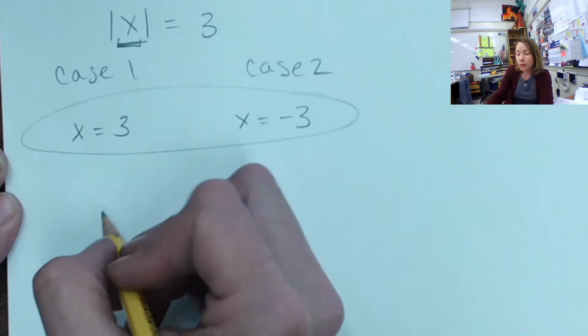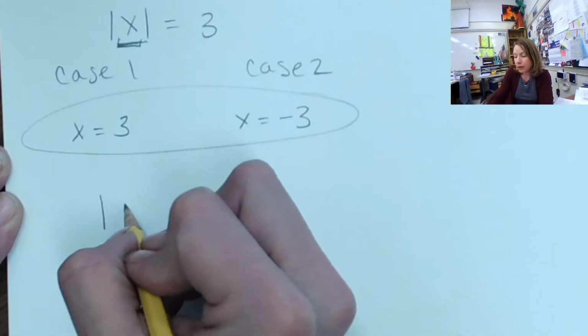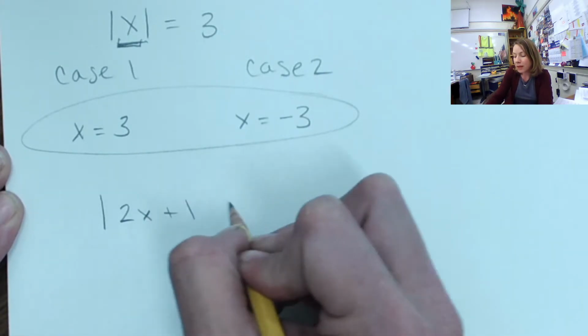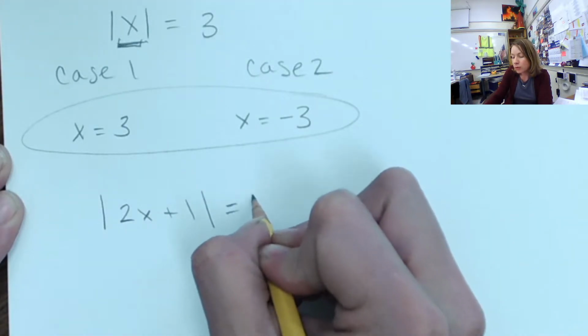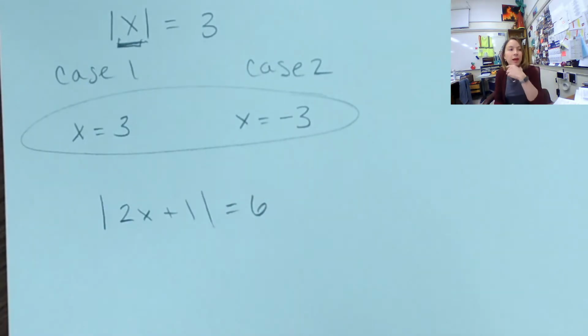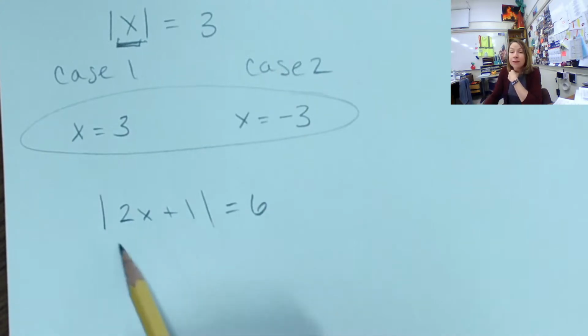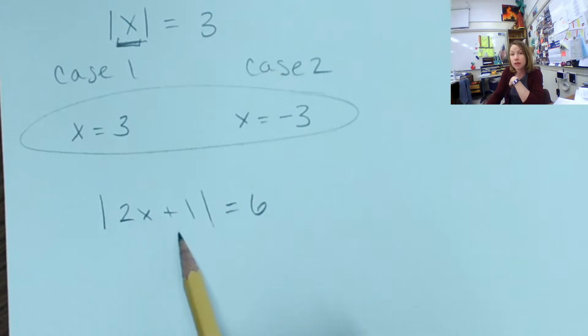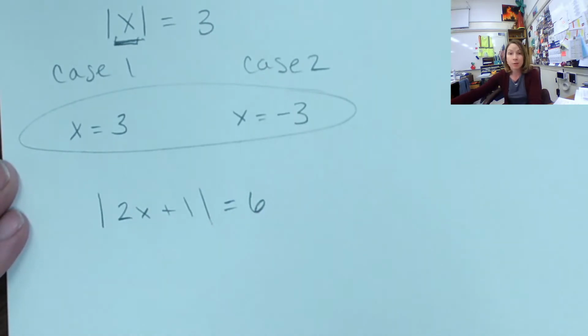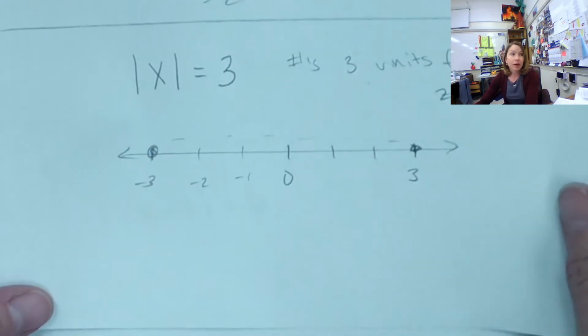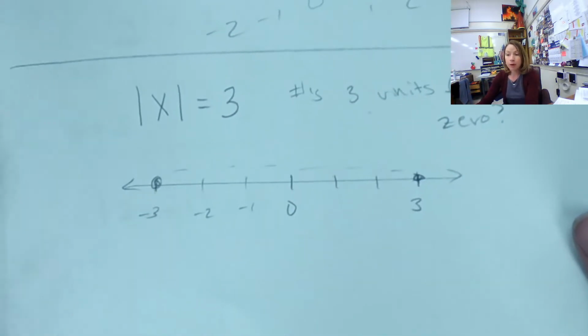Let me give you another one that we can look at. Let's say I've got the absolute value of 2x plus 1 is equal to 6. With this one, it's going to be a lot harder to just think about. I don't necessarily think about what number times 2 plus 1 is 6 units away from 0. That's much more difficult to conceptually think about than this one where my number itself is 3 units from 0.